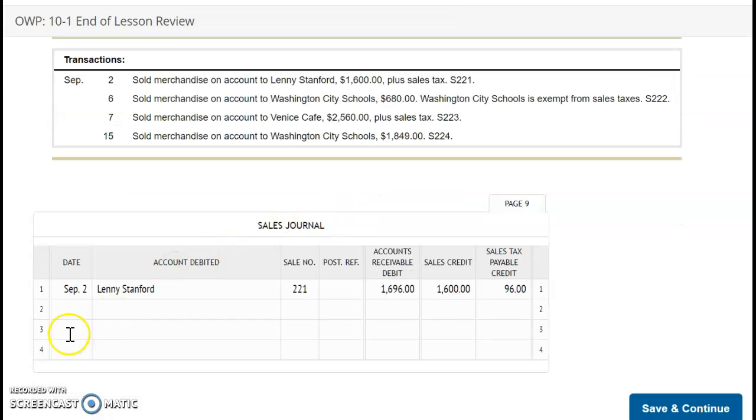So a lot of times you're going to have to calculate what that sales tax is and then what the total bill is here. Okay, on September 6th, we sold merchandise on account to Washington City Schools. Sales invoice 222. And now it says Washington City Schools is exempt from sales tax. So we are not going to have any sales tax payable. So it's going to be the same amount in my accounts receivable debit and my sales credit.